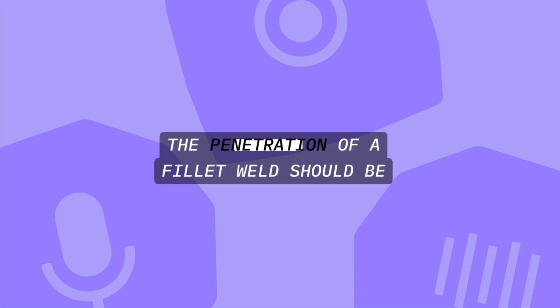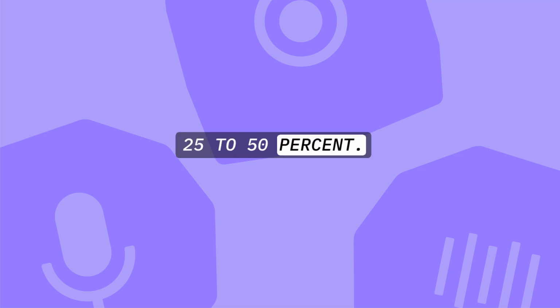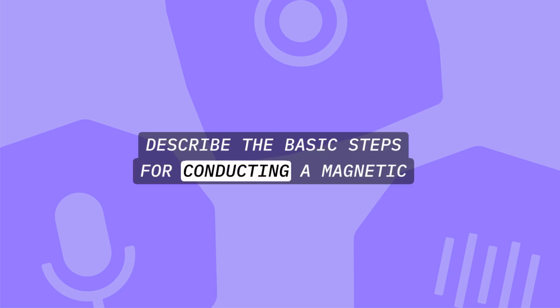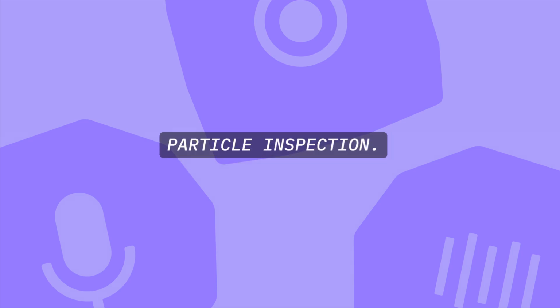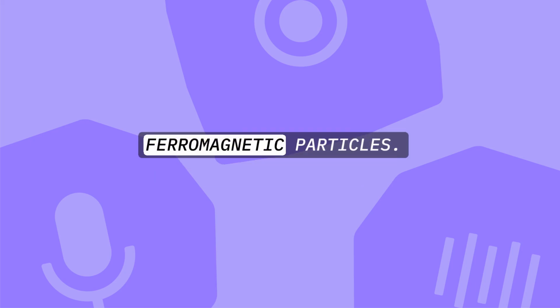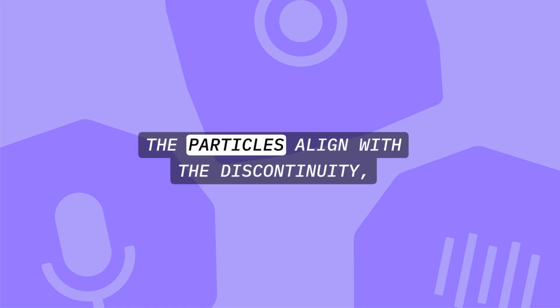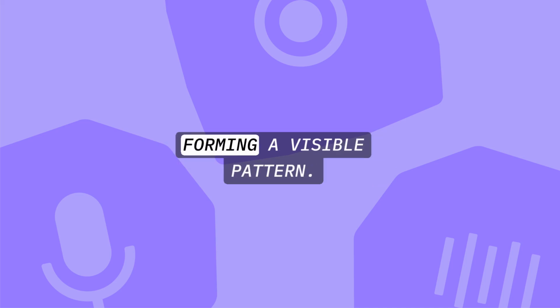The penetration of a fillet weld should be what percentage of the thickness of base metal? 25 to 50%. Describe the basic steps for conducting a magnetic particle inspection. Magnetize the part, then coat the surface with ferromagnetic particles. If a defect or discontinuity is present, the particles align with the discontinuity, forming a visible pattern.